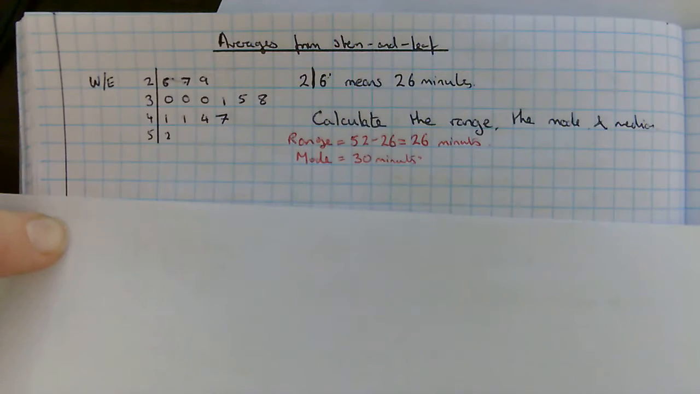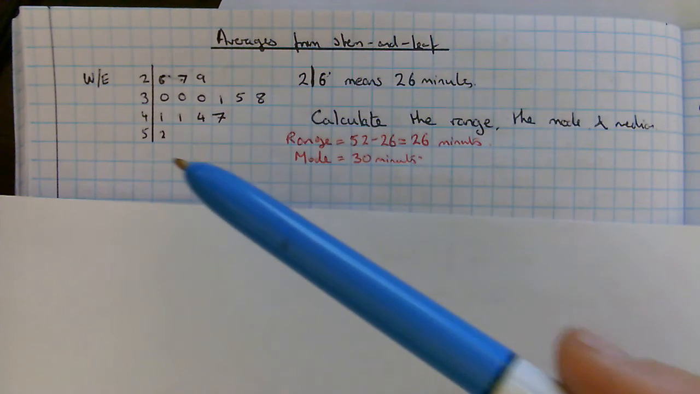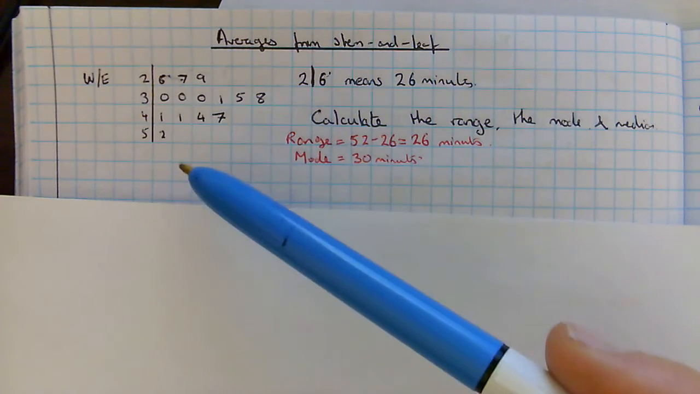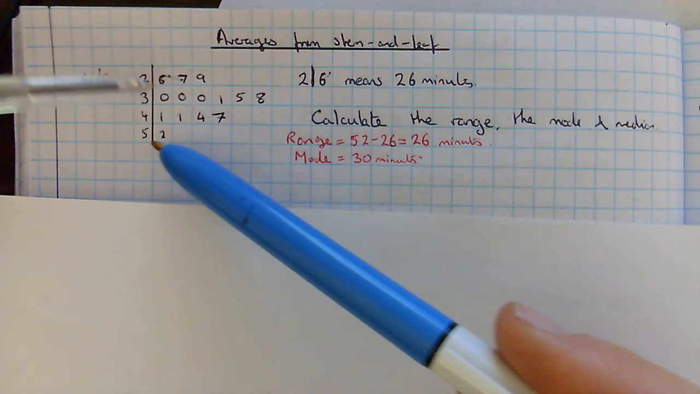Now, when I'm looking at the median, I need to make sure that I'm really careful about how I count in from smallest to biggest and from biggest to smallest. So from biggest to smallest, I'm going to go right to left and up the stem and leaf diagram. From smallest to biggest, I'm going left to right and down the stem and leaf diagram.